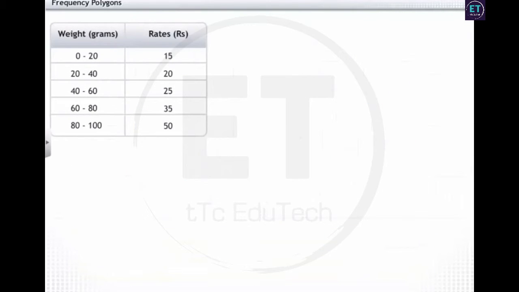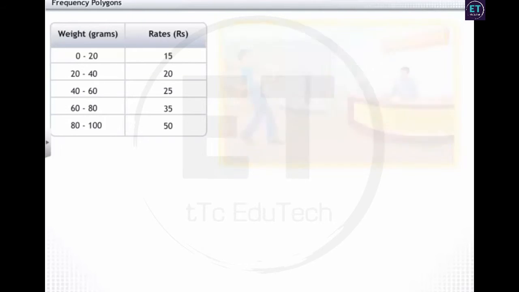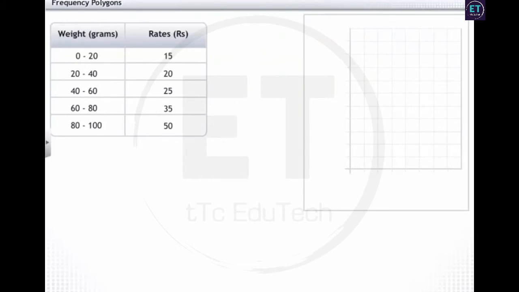Here is a table showing the charges of a courier company for packages with different weights. Let us try and draw a frequency polygon for this data. Let us try and draw the frequency polygon without drawing the corresponding histogram.